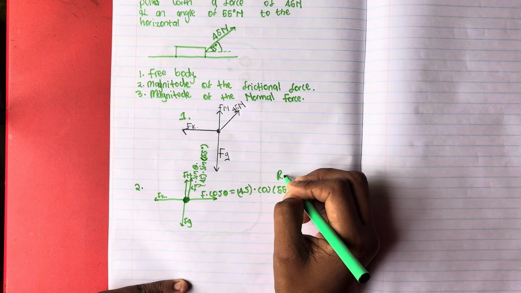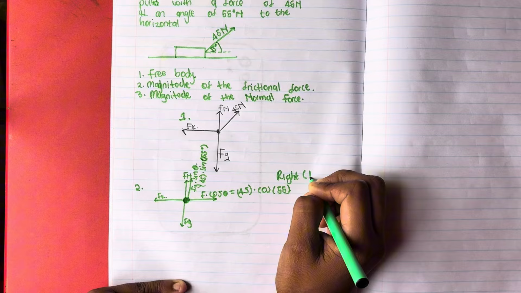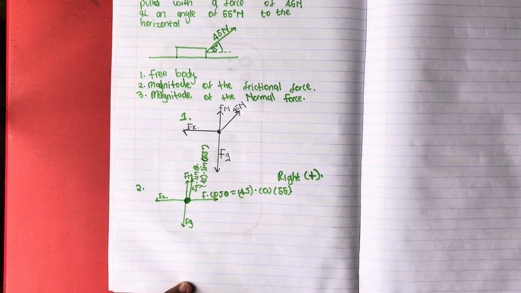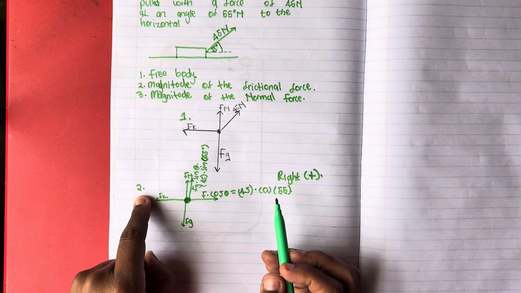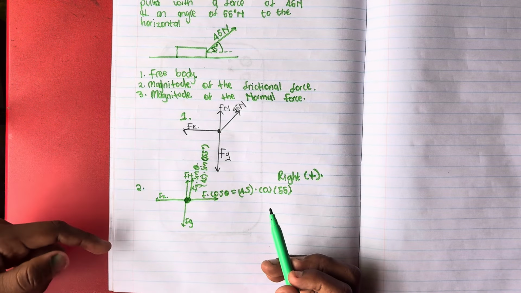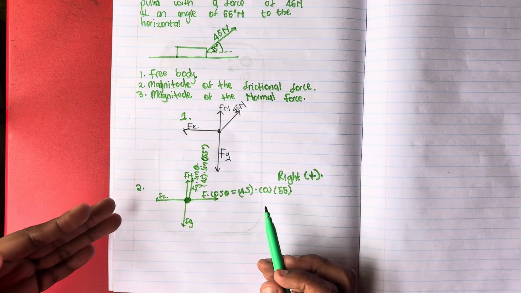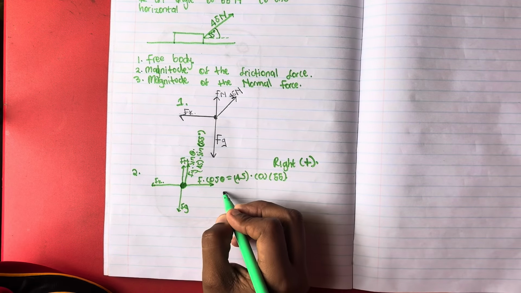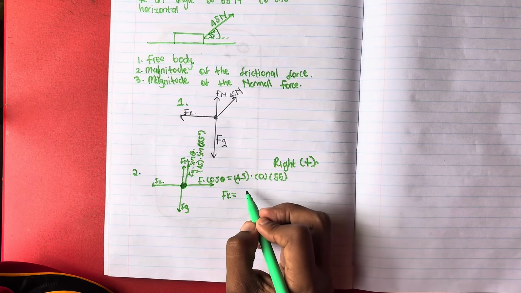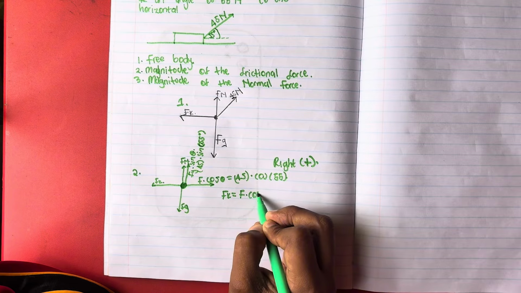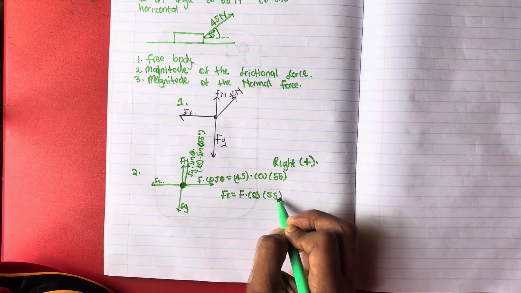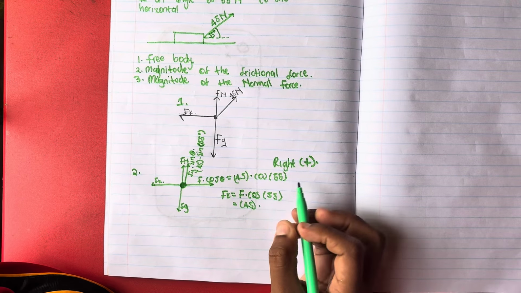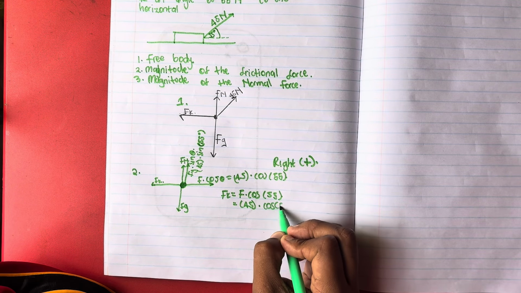Because if we're taking our right as positive, this x component is in the positive direction because it's moving to the right, and this Fk, because it's in the opposite direction, which is the left, will be negative, right? So Fk will be equal to F dot cos of 55. I hope you guys get what I mean by that. Then this will be 45 Newtons multiplied by cos 55.